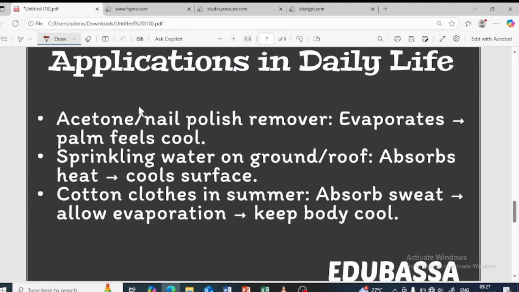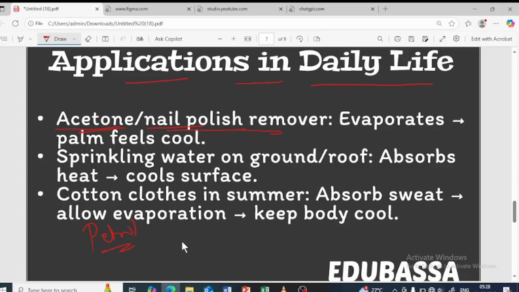Next is about the applications in daily life. So you know acetone. Acetone is nothing but the nail polish remover. Girls probably know it, isn't it? So when you pour acetone, or else kerosene or petrol, you might have seen petrol, onto your palm, it will feel cooler, isn't it? You might have observed. Why? Because it is going to evaporate, obviously.